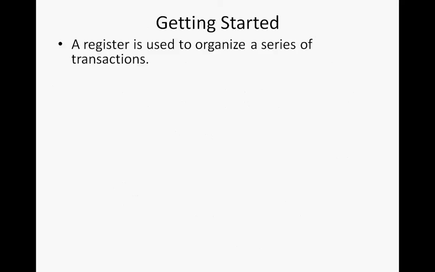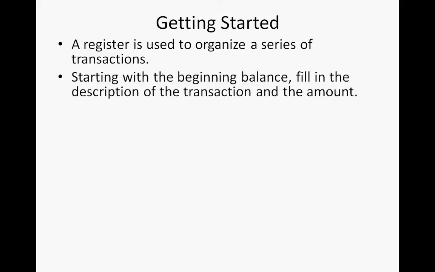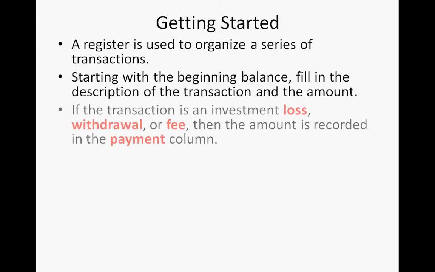So, to get started, you're using a register. A register is used to organize a series of transactions. Your parents probably have one if they have a checkbook. Starting with the beginning balance, you are to fill in the description of the transaction and the amount. If a transaction is an investment loss, withdrawal, or fee, then the amount is recorded in the payment column.